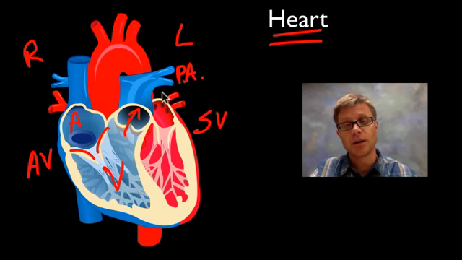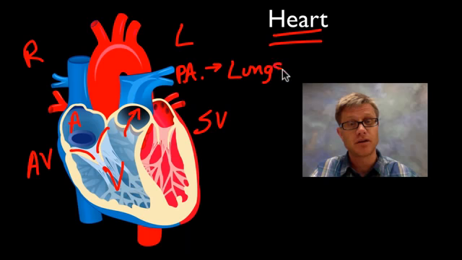What's interesting about the pulmonary artery is it's an artery that has deoxygenated blood. And the reason why is it's headed to the lungs. So the blood is going out that artery. That's what an artery is. It moves away from the heart into the lungs, and now it becomes oxygenated.